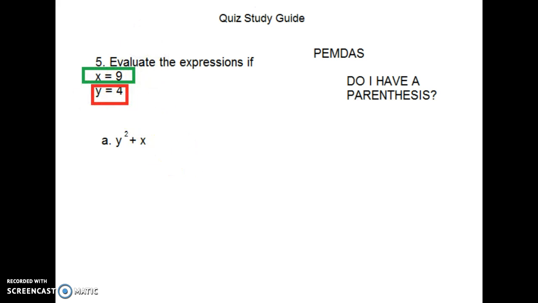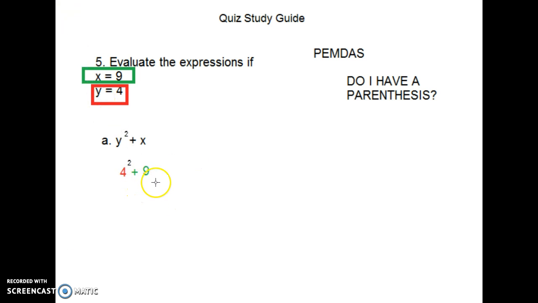So let's fill in my x real quick. So instead of x, I'm going to have 9. I'm going to add my plus sign. And for y, I know it equals 4, like it says up here. So I'm going to bring my 4 right there. And I'm going to make it squared.